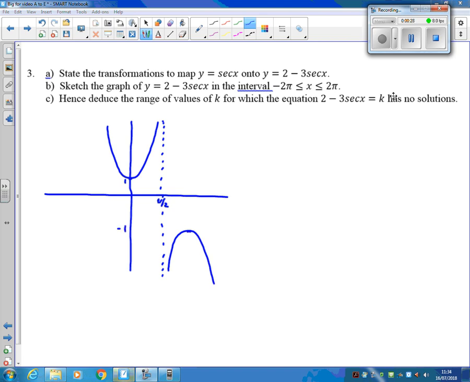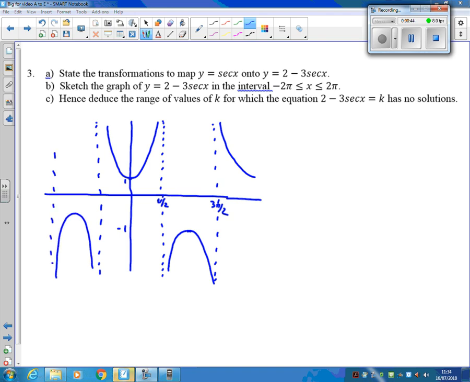This point here is pi, and so I've got an asymptote here again at 3 pi over 2. And then you've got the other part coming down like this. It's symmetrical, so I've got the other part of it down here and there. So that's just the normal sec graph. Now what we've got to do is we've got to times this thing by 3.